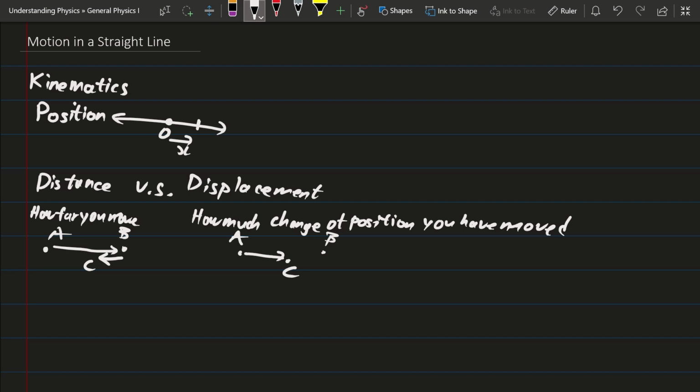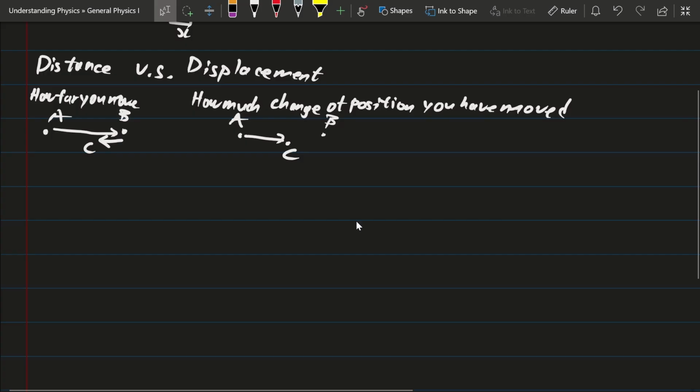So, the way that you would actually describe this is that you need to add the distance from A to B to the distance from B to C. While for displacement, you need to deal with vectors, which will later be discussed in the next chapter.